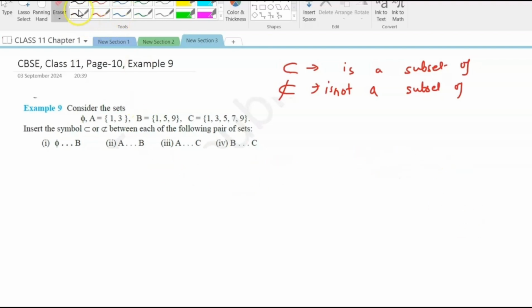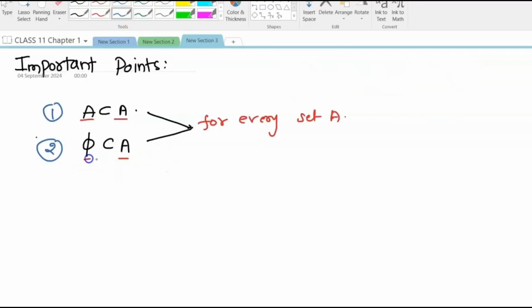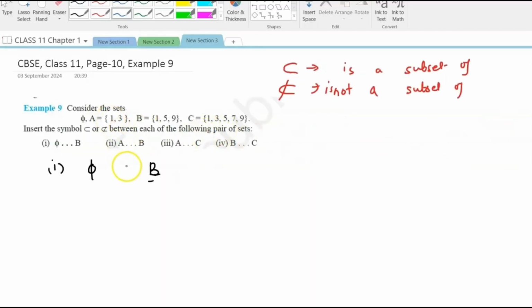Okay. So let's see. The first pair is the empty set and B. B is {1, 5, 9}. Now it does not matter what is written here. We already know that the empty set is a subset of every set. So since the empty set is a subset of every set, it is also a subset of B. So here the answer is the empty set is a subset of B.